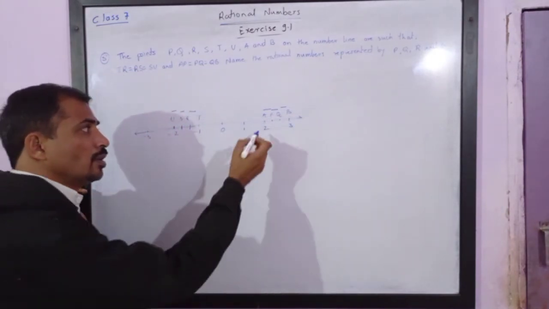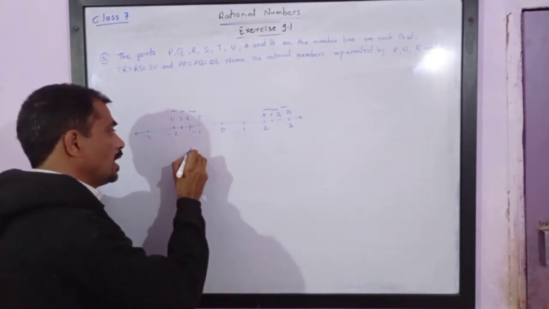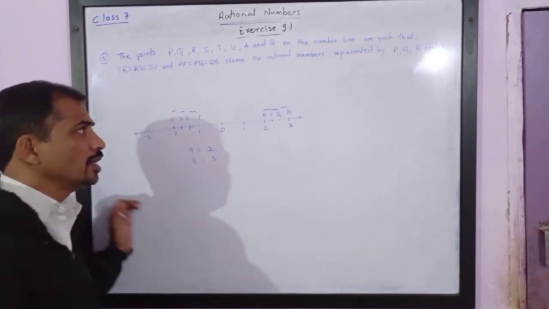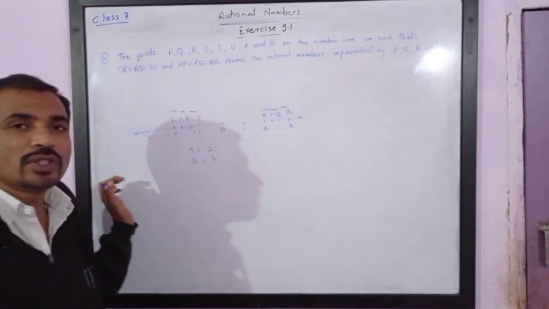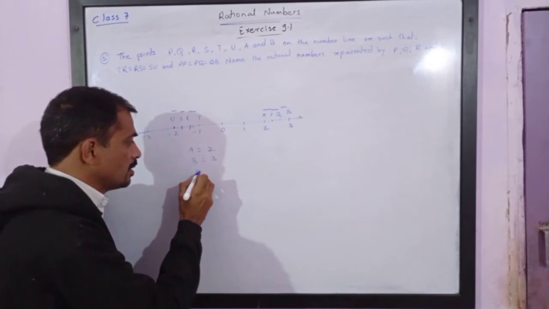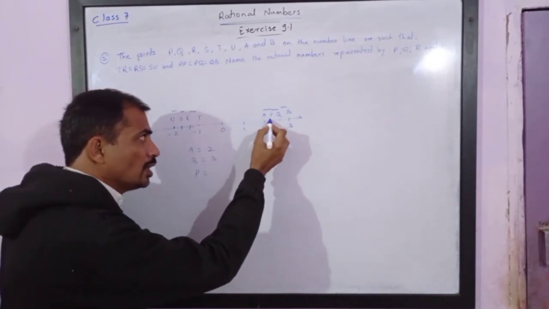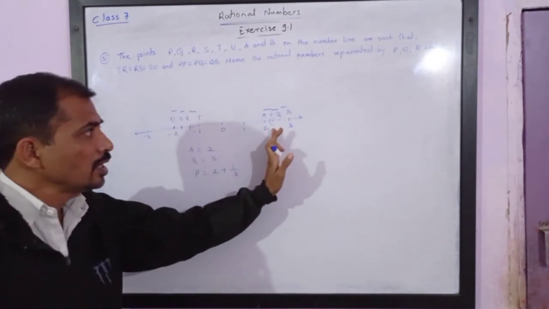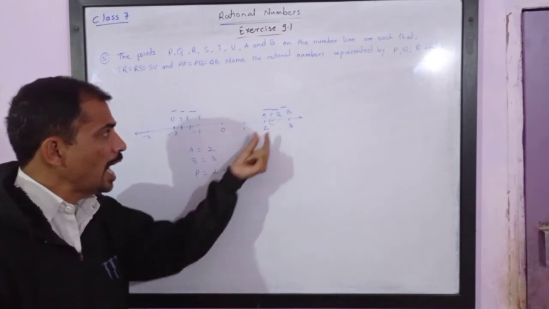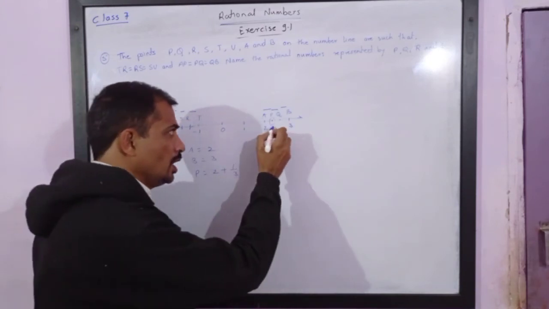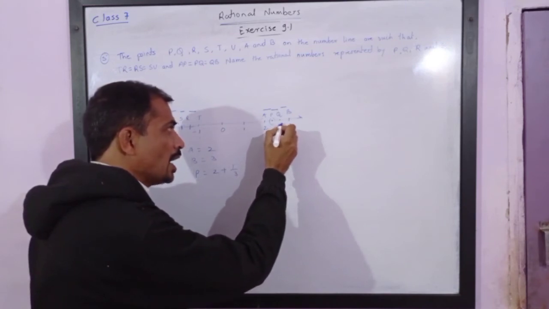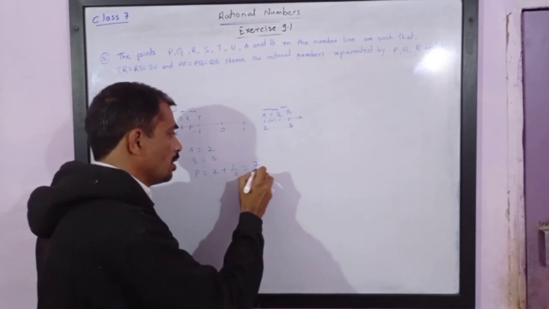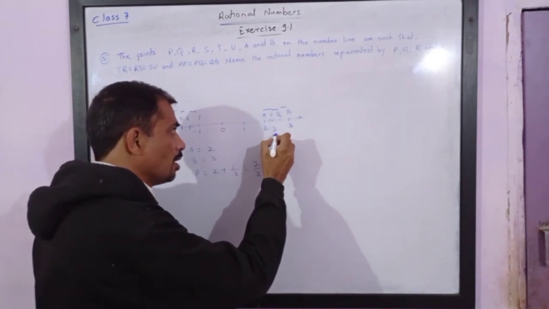So please note, A is equal to 2. It is given that A represents 2 on the number line. B represents 3 on the number line. Please note, 2 to 3 is divided into 3 parts. So P represents 2 and 1/3 part. So it is 2 plus 1 upon 3. Since it is divided into 3 parts, we add this fraction part. This is 1 upon 3, so 2 plus 1 upon 3. If you add this you will get 7 upon 3. So P represents 7 upon 3.